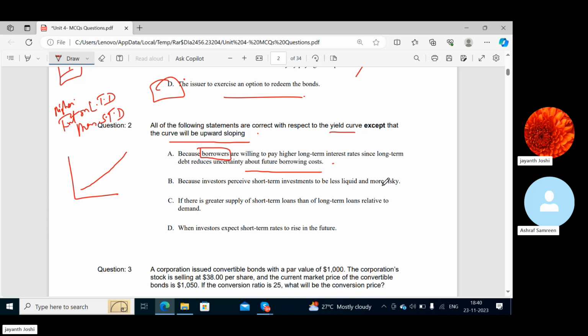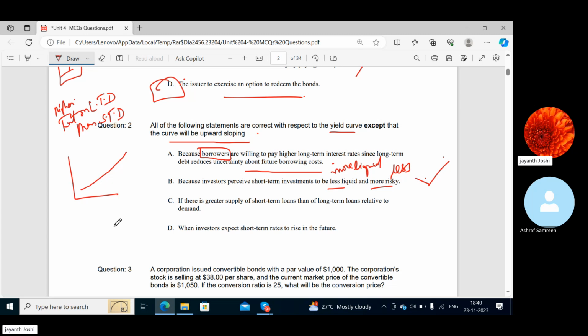Thus, compared to long-term investment, short-term investment will be more liquid and less risky. Right. So, short-term investment will be more liquid and less risky. So, risk, this is contradicting. So, this is a wrong answer. That means this matches with this. Okay, so I will write a point.